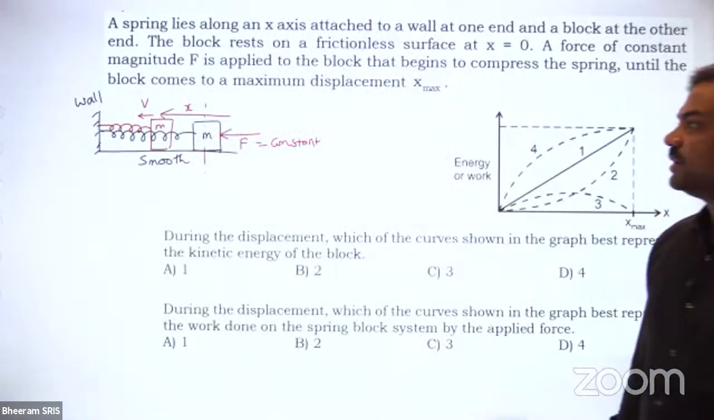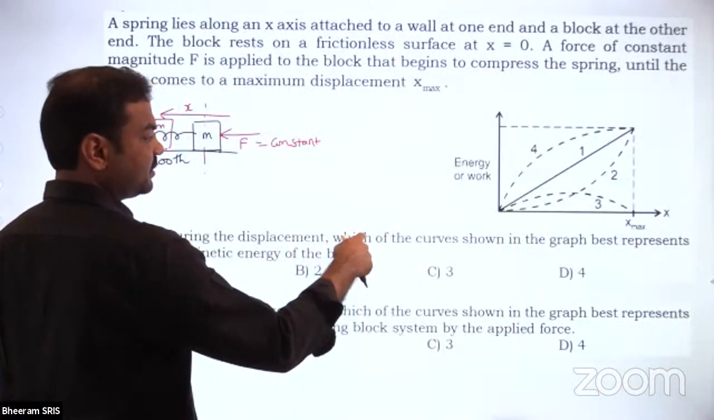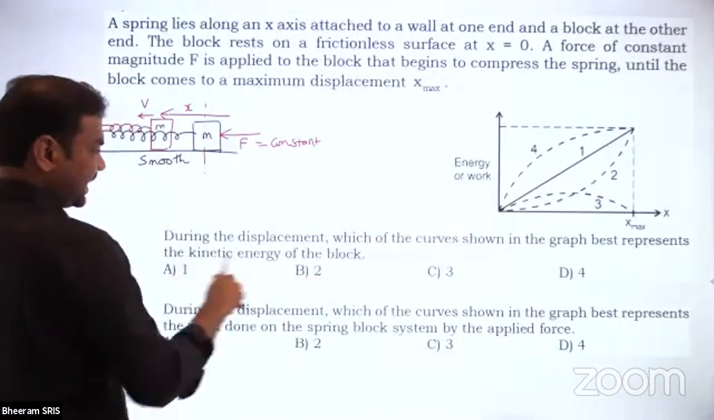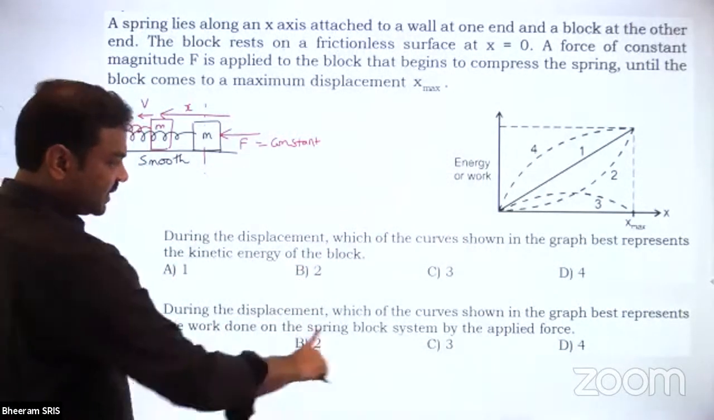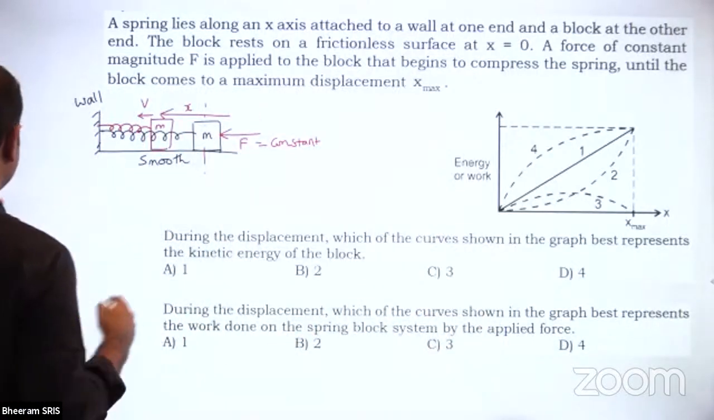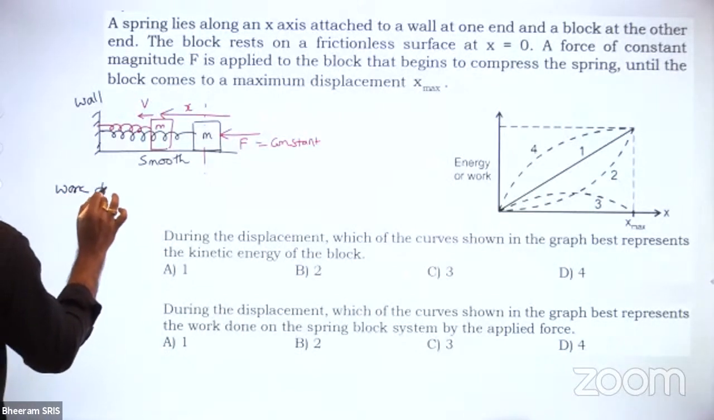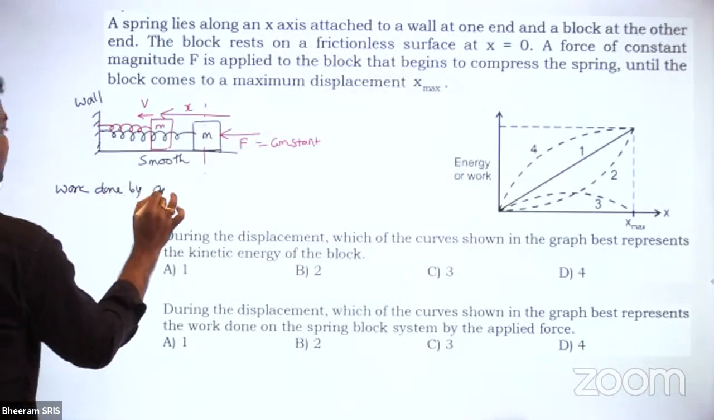Okay? Now, what they're asking are different questions. During the displacement, which of the following curves shown in the graph best represents the kinetic energy of the block? And next, the work done on the spring block system by the applied force. These are the things they're asking. Then what is the work done by the applied force?